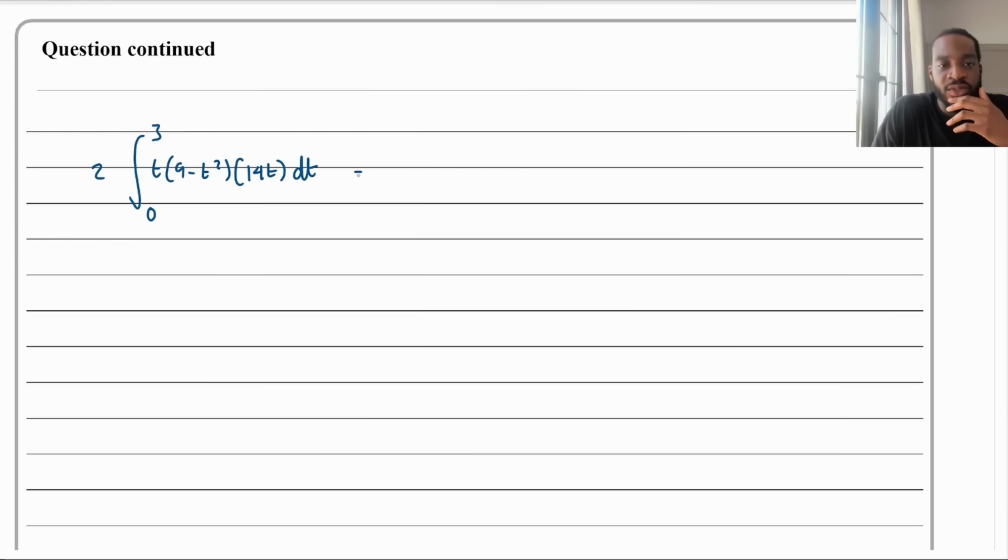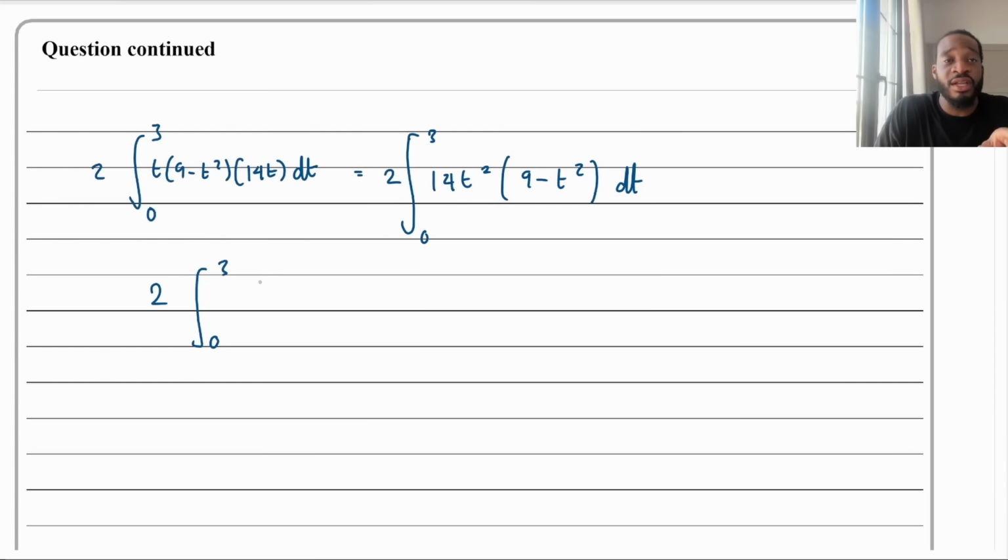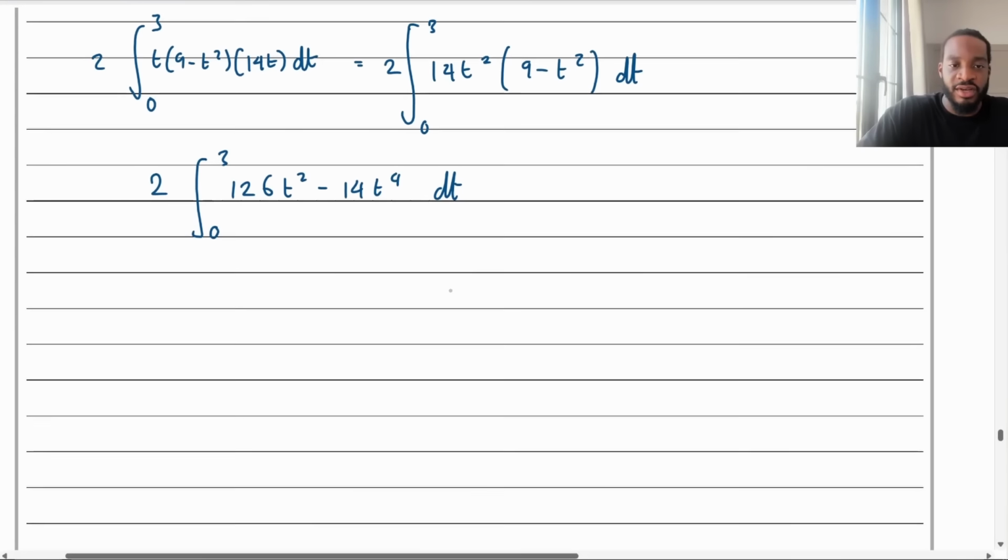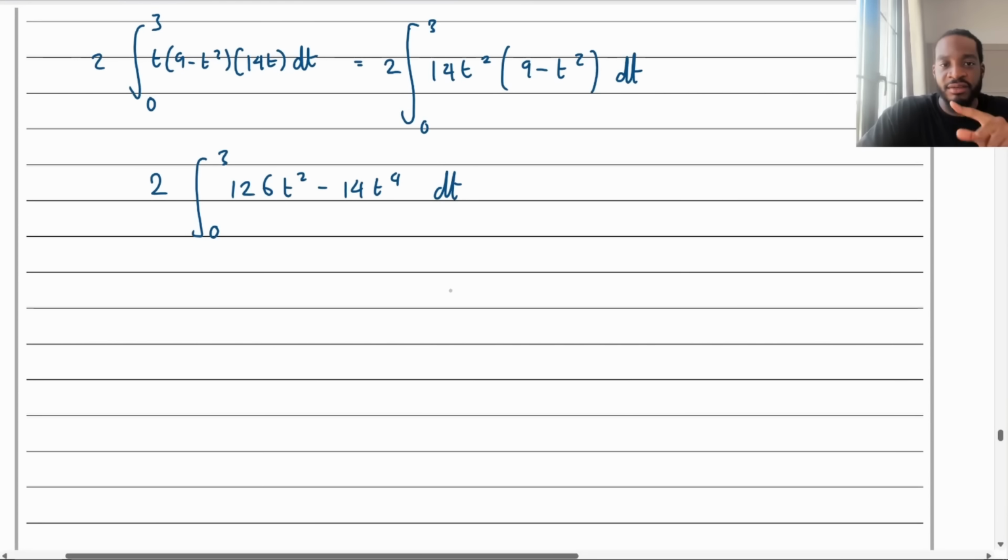So tidying that up, it's going to be the integral between 0 and 3 of t times 14t squared, and then I'm going to have 9 minus t squared dt. So the answer is going to be 2 times the integral between 0 and 3 of, expanding that bracket, 14 times 9 is 140, take away 14, 126 t squared, minus 14t to the power of 4. And then from here, this is just integration now, isn't it? Let me just double check. 14t to the 4. Yeah, that's fine.